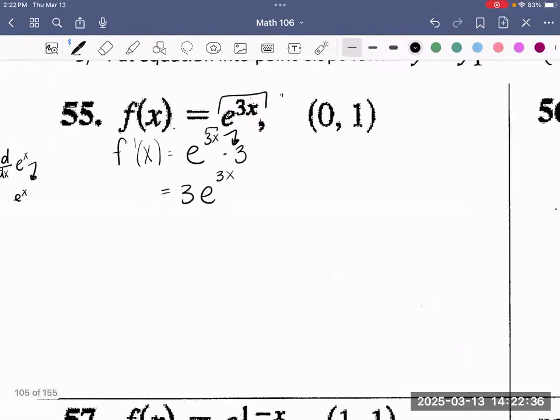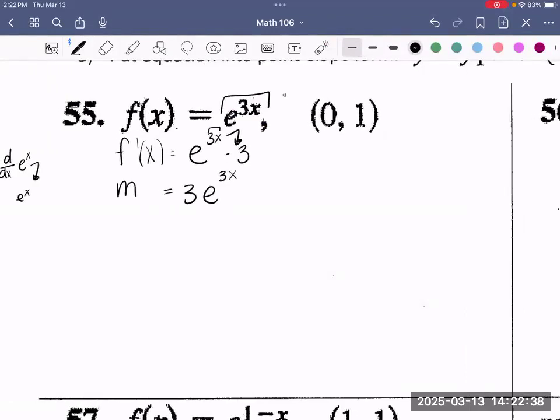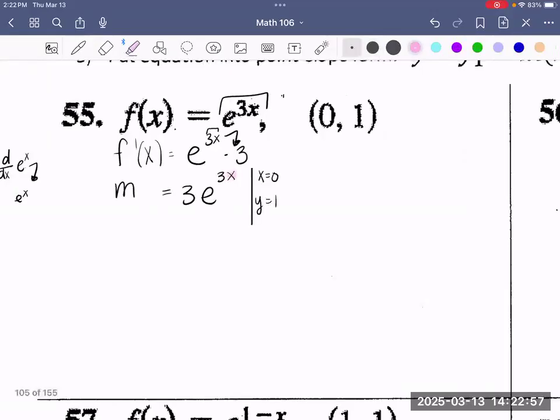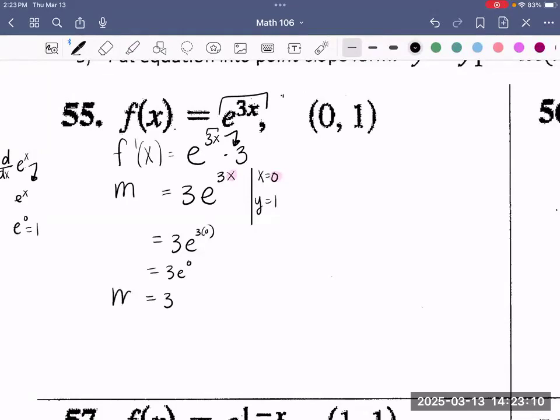Now what we have just found is the slope here, the slope at any given point. Now we want a slope at a very specific point. This is when we have x is equal to 0 and your y here is equal to 1. Of course, we don't have a 1 or a y quite yet. That will come in later. But we can go ahead and fit in your x value of 0. So if you have 3e to the 3 times 0, that would be 3e to the 0, or just 3, because e to the 0 is equal to 1. So your slope here at this given point, (0, 1), is equal to 3.